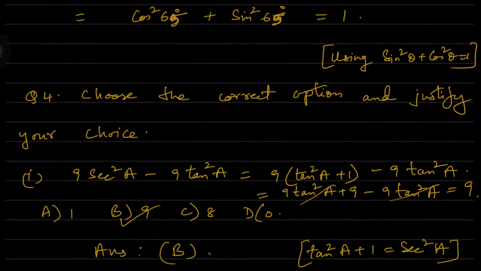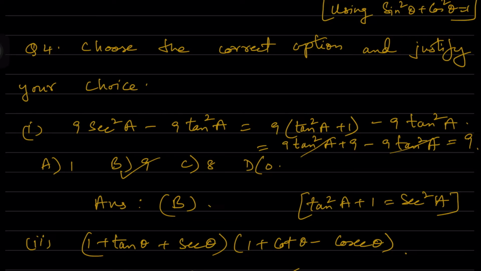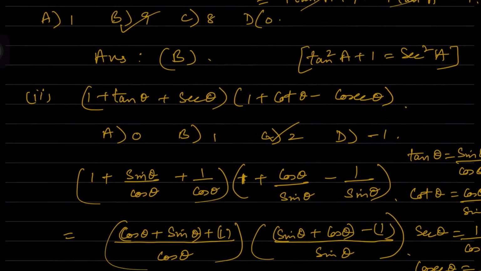Next, going into the fourth question: choose the correct option and justify your choice. 9 secant square A minus 9 tan square A. The choices are A 1, B 9, C 8, D 0. Now 9 into (tan square A plus 1) minus 9 tan square A, because we know that secant square A can be written as tan square A plus 1. Taking 9 inside, I get 9 tan square A plus 9 minus 9 tan square A. These two get cancelled, therefore 9 is the answer. That is option B is correct.